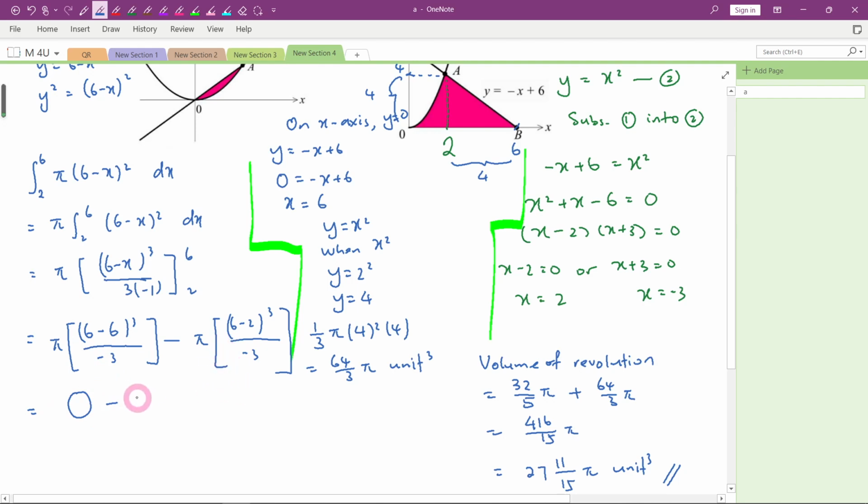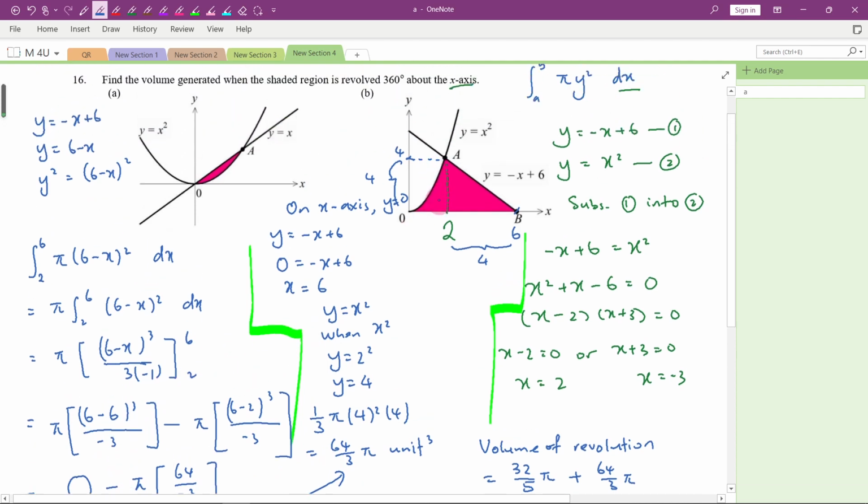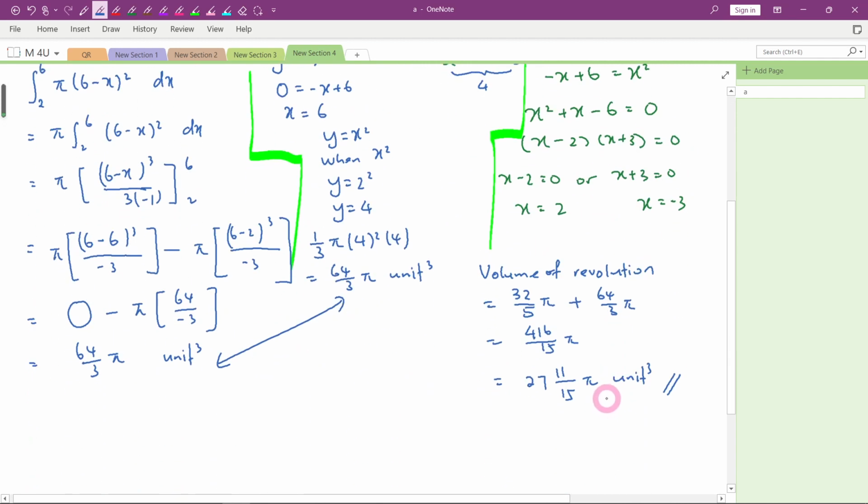Minus, copy the pi first. 6 minus 2 will give you 4. 4 power 3 is equal to 64. This is -3. Okay, so negative will give you positive. Eventually you will get 64 over 3 pi. Same answer. Both methods will give you the same answer. So same thing, if you are using this method, take this one plus the volume of revolution for this part, then it will be the final answer.